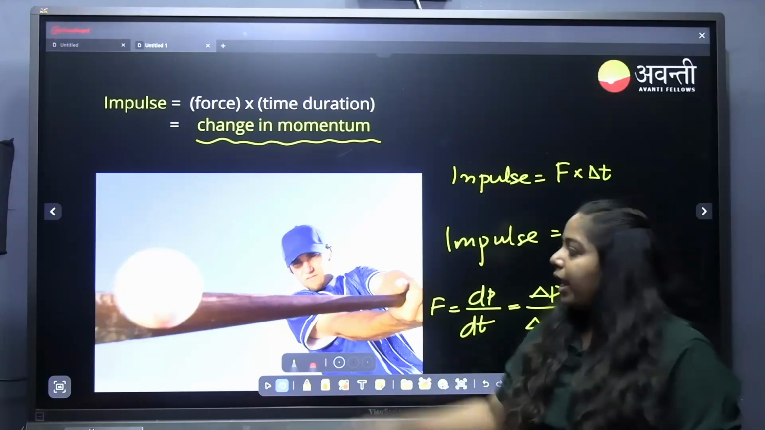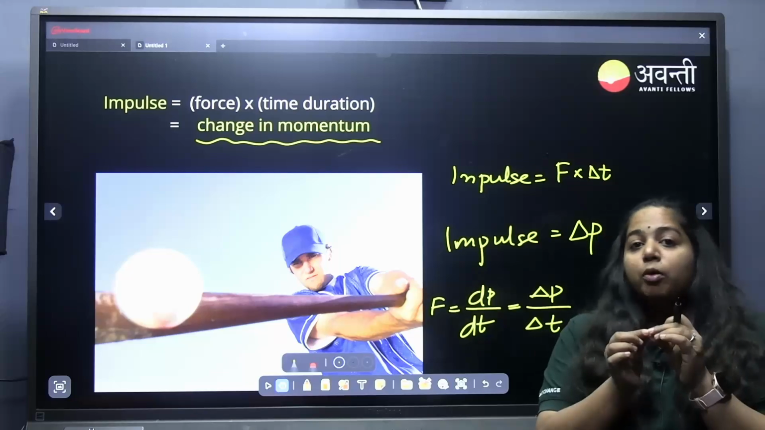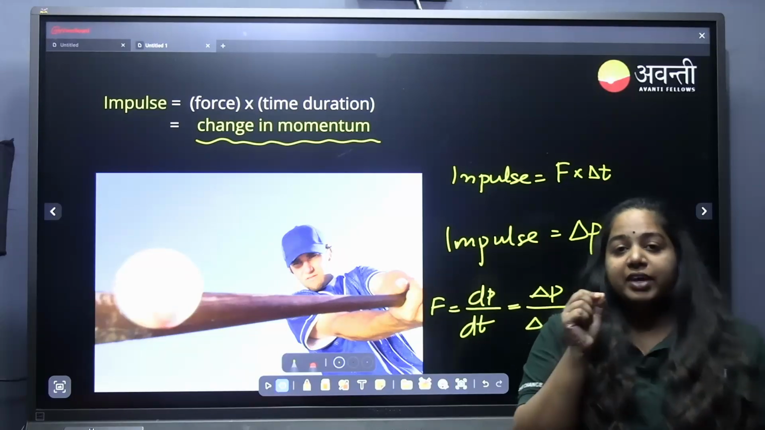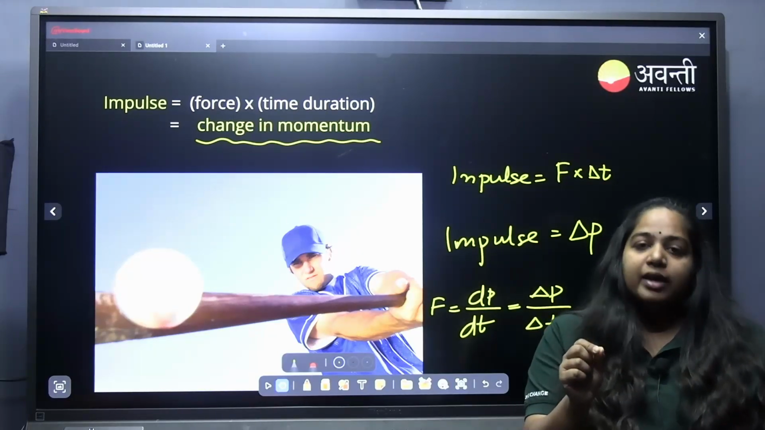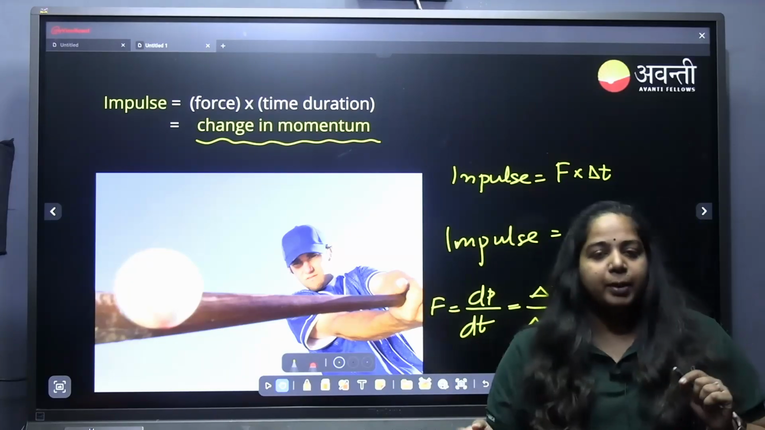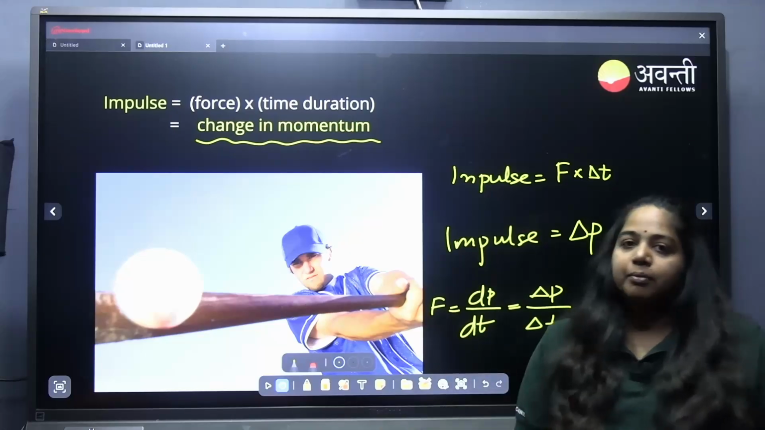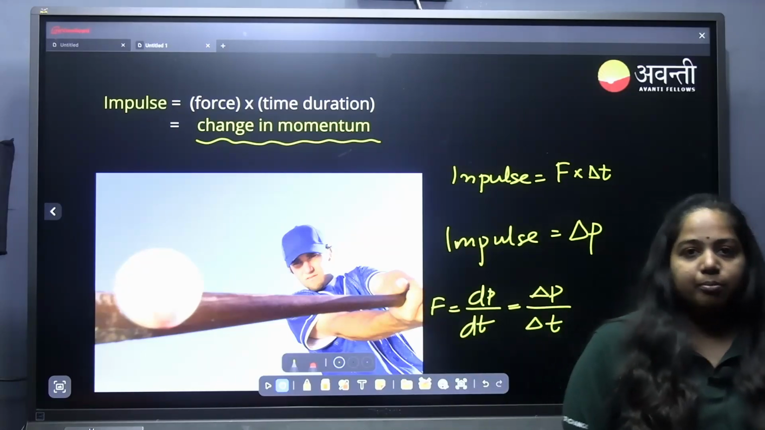We call it impulse when the momentum change is happening in a very short time. Momentum change will happen in a very short time, force will be acting on it, and that's why it's called impulse.